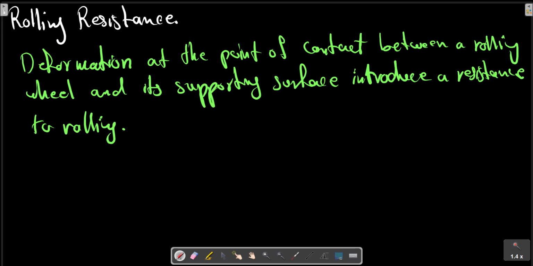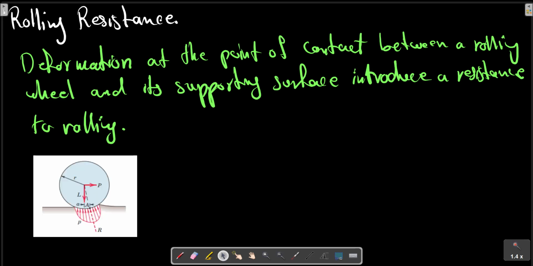This resistance is not due to tangential friction force and therefore is an entirely different phenomenon from direct friction. To describe rolling resistance, we consider the wheel shown in this picture under the action of a load L on the axle and a force P applied at the center to produce rolling. The deformation of the wheel and supporting surface as shown is greatly exaggerated.